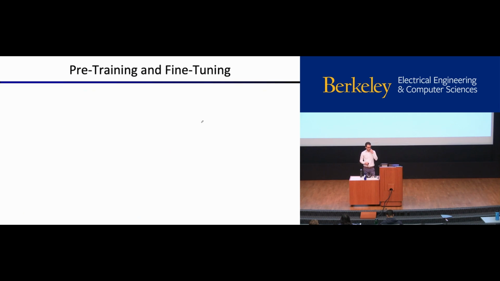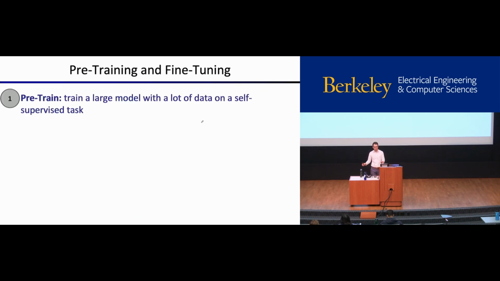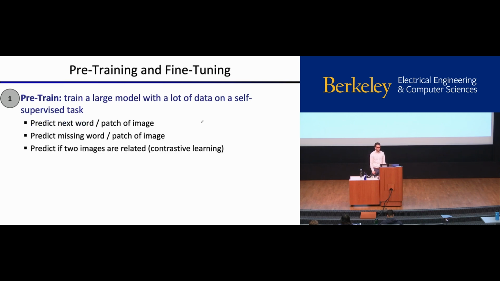Okay, so that's pre-training, and then there's fine-tuning. The first step, task 1: pre-train a large language model, or a large model, could be a vision model, on lots of data with a self-supervised task. This could be predicting the next word, or the patch of an image. Could be predicting a missing word or a missing patch of an image.